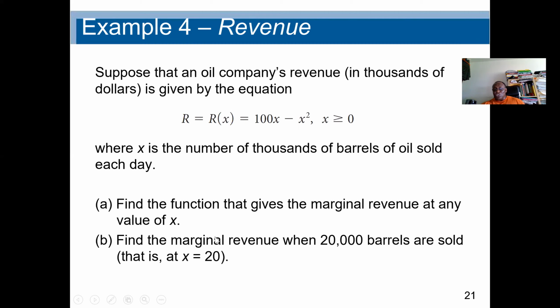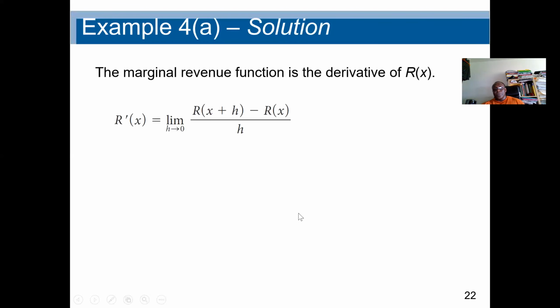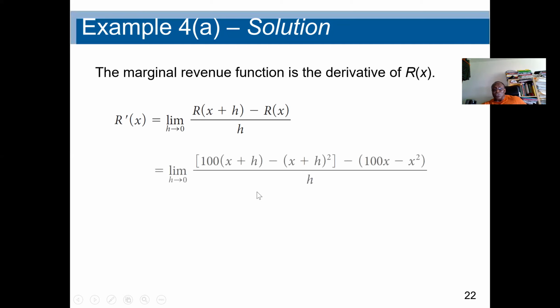After we get the marginal revenue equation, they say we should find the marginal revenue value, the actual revenue, when we produce or sold 20,000 barrels. So this means x is equal to 20. Why 20? Because we said x is in thousands of barrels, number of thousands. So here, first of all, again, we are not going to use a formula here. We're using the limiting process. So we find the derivative of R, which is the revenue, marginal revenue.